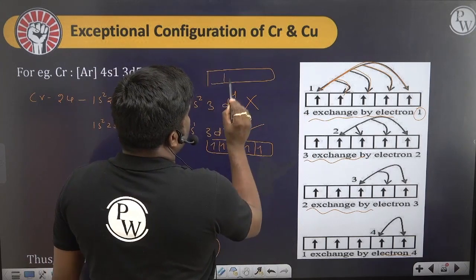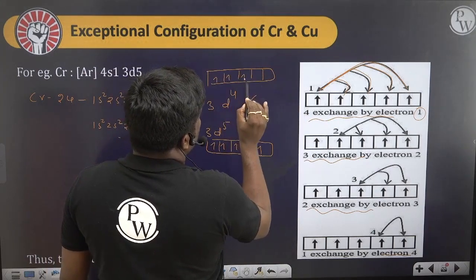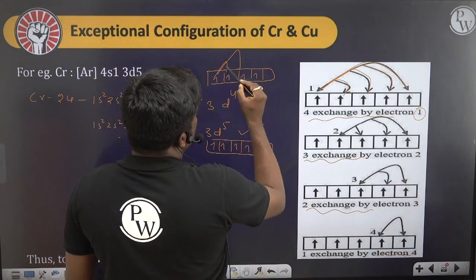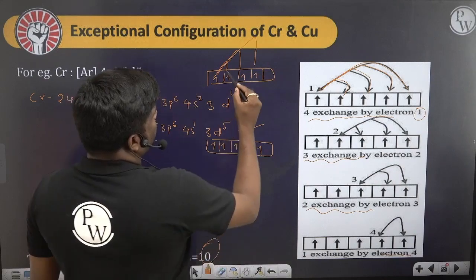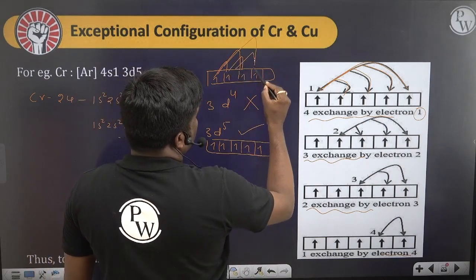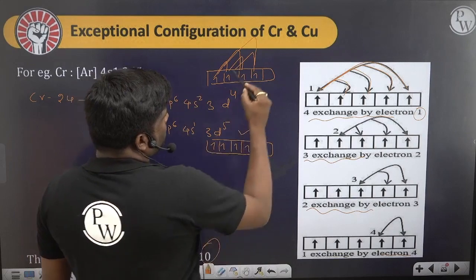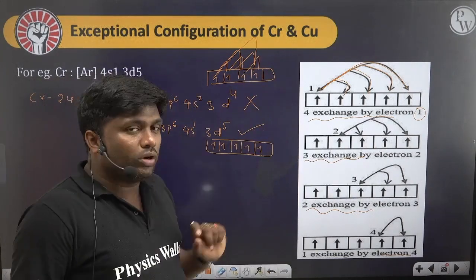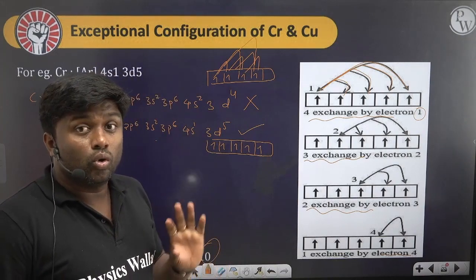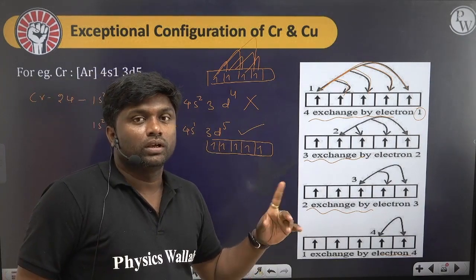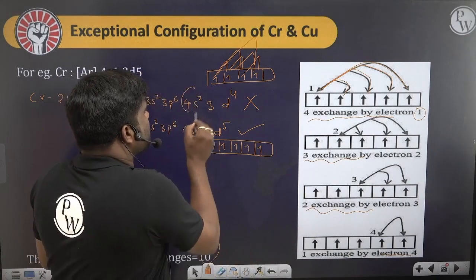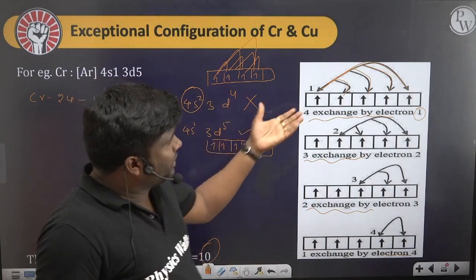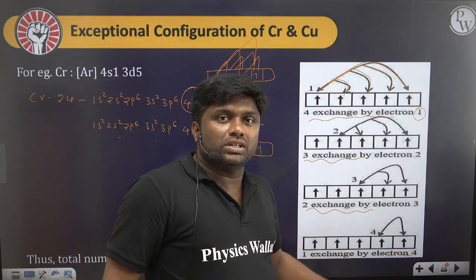If we had written 3d4, there would be fewer exchanges: 1, 2, 3, then from here to here 1, from here to here 2, 3 plus 2 is 5, next from here to here 6. So if you write this configuration, you will have only 6 exchanges. Only unpaired electrons can exchange. Paired electrons do not exchange. By writing d5 in the d orbital, you can get 10 exchanges. More number of exchanges, more is the stability.